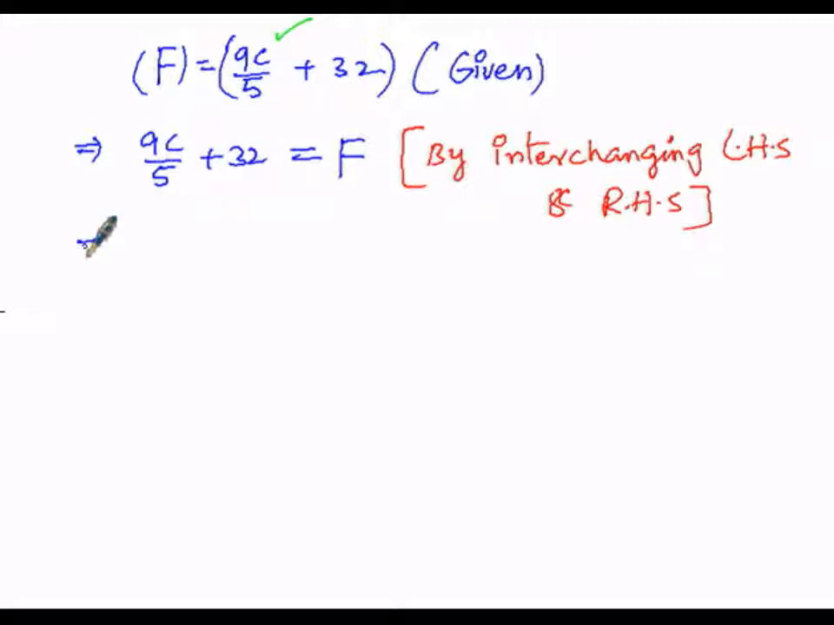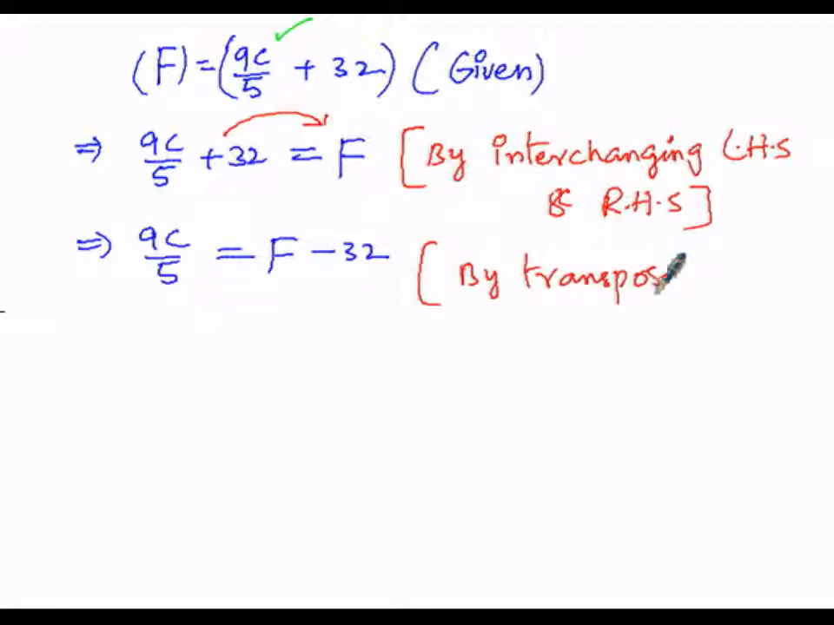So here 9C divided by 5 equals F alone is on the right hand side, that is the right hand side quantity. Now plus 32 is on the left hand side, when it is transposed to the right hand side, it becomes minus 32. I got this step by utilizing the reason of transposing. So plus 32, that is the left hand side term, I have transposed to the right hand side, that is plus 32 on the other hand becomes minus 32.